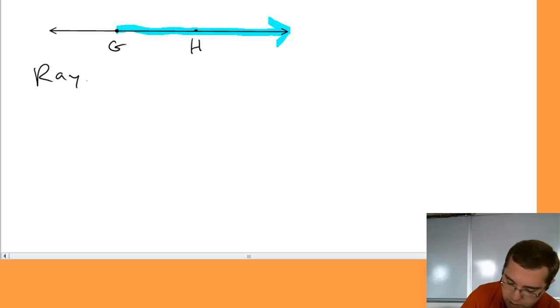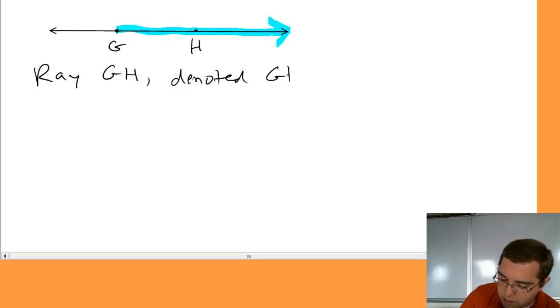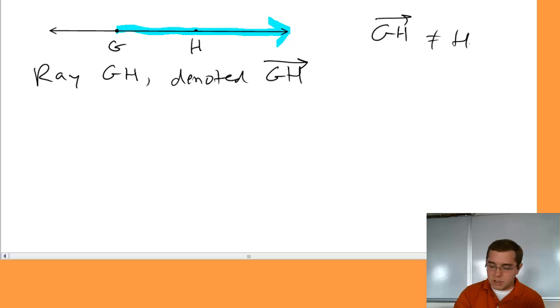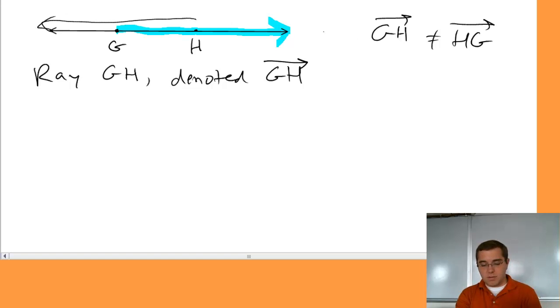So ray GH is defined like this, and it's denoted as capital letter G, capital letter H, with a bar above them and one arrow. And that arrow needs to be pointing in the direction the ray is going in terms of the points. So it starts at G and moves towards H. Notice ray GH is completely different from ray HG. Ray HG would start with H and go towards G, so that would be this ray. Okay, that's completely different from ray GH.